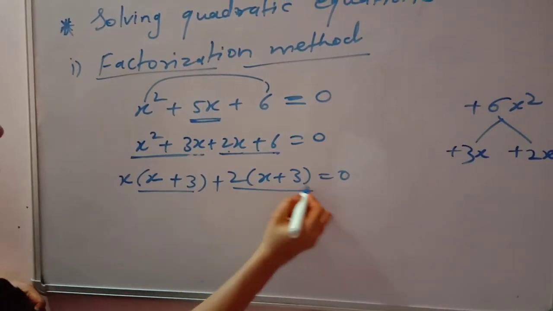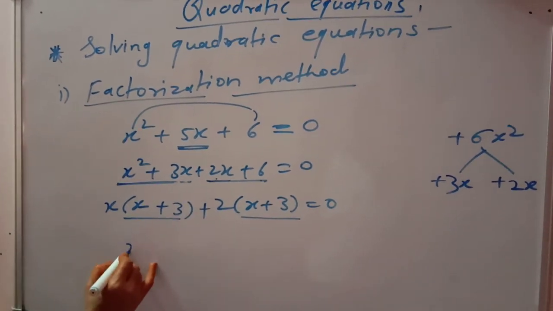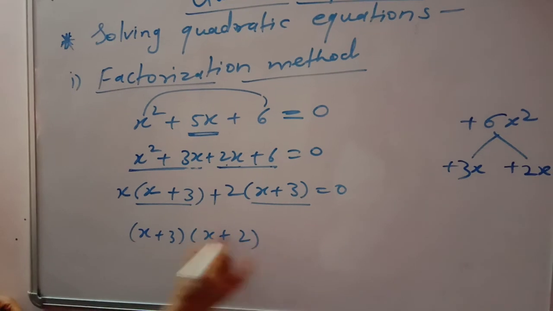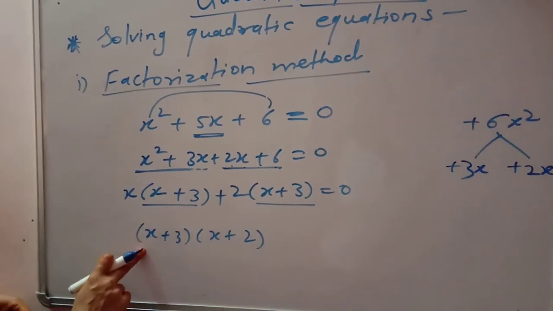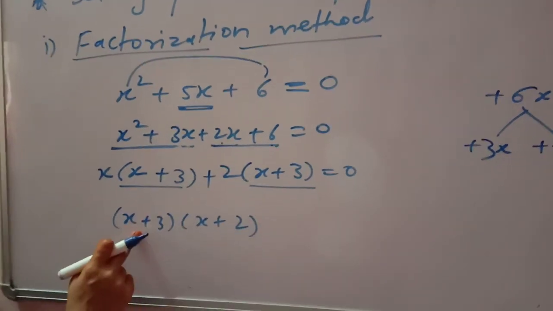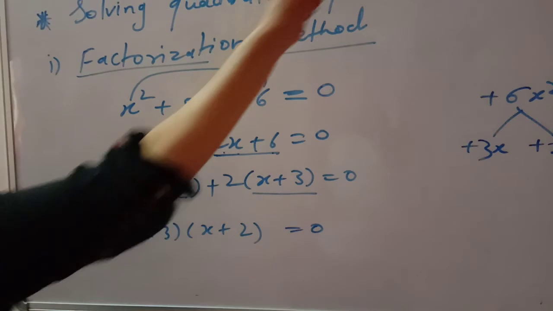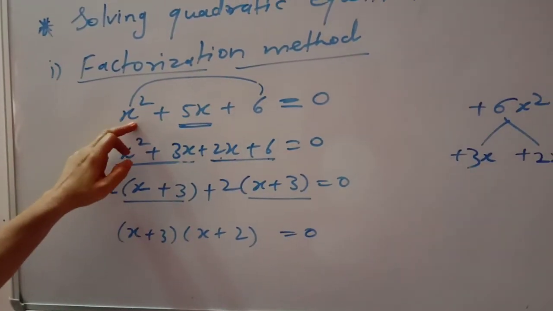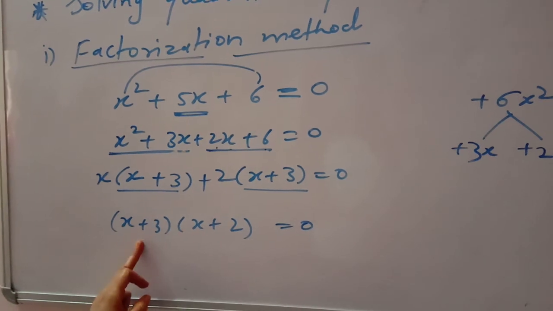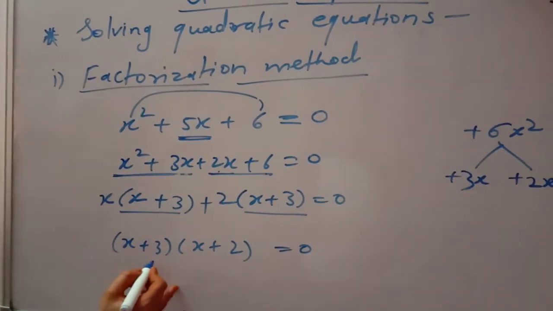After this, again this bracket is common in these two terms. Take that bracket outside: x plus 3 times x plus 2. I have taken x plus 3 here. What remains in the bracket? X. Again I have taken x plus 3, only 2 is remaining here, and that is equal to 0. Now I have written this quadratic equation in the form of the product of these two terms.